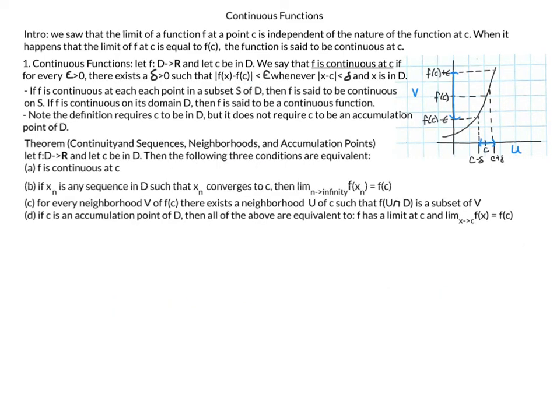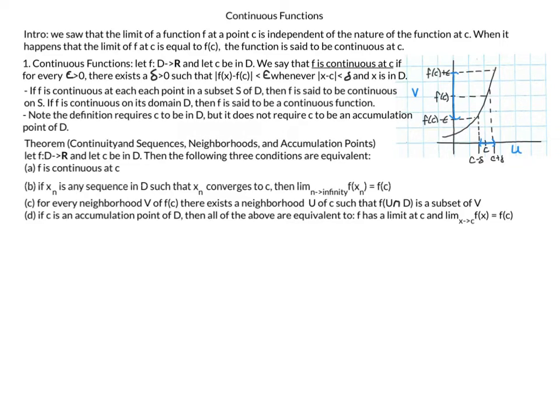A couple of other notations and definitions. If f is continuous at each point in a subset S of the domain, then f is said to be continuous on S. And if f is continuous on the entire domain, then f is said to be a continuous function. Note the definition requires C to be in the domain, but it does not require C to be an accumulation point. And then we come to the theorem here.